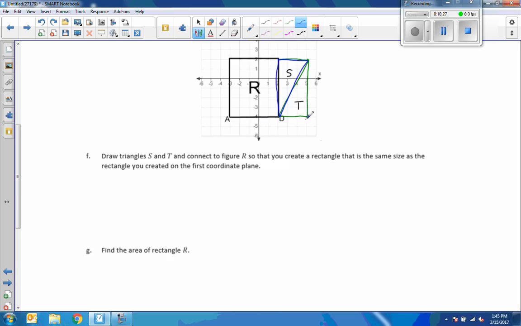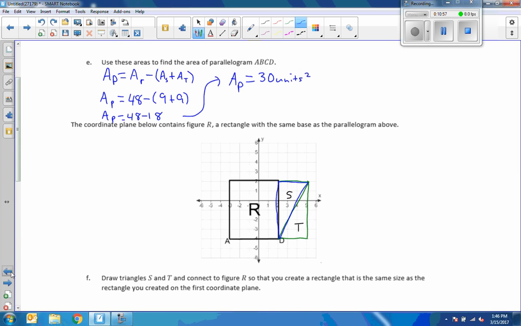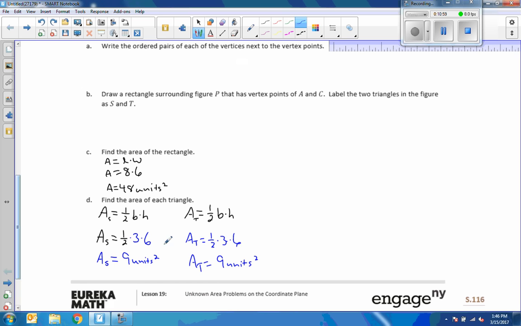It says find the area of rectangle R. Now we just do the distance of the base. So I write area equals base times height, or length times width, same thing. 1, 2, 3, 4, 5, 6, 7, 8 times 1, 2, 3, 4, 5, 6, and the area of R equals 48 units squared, which is the same as my rectangle.